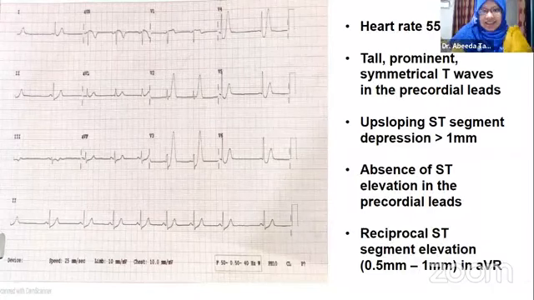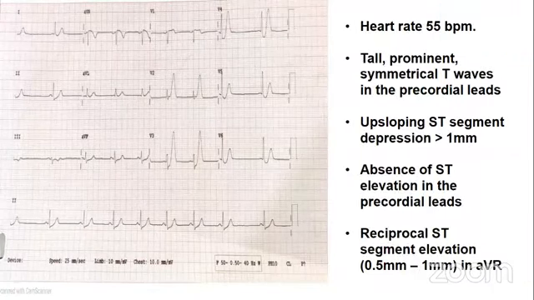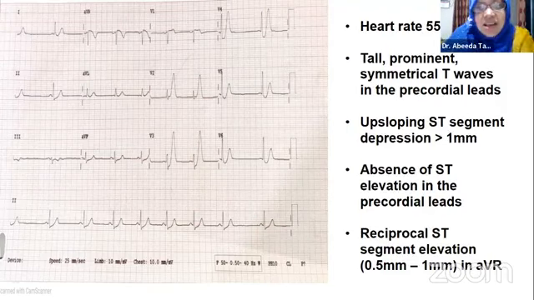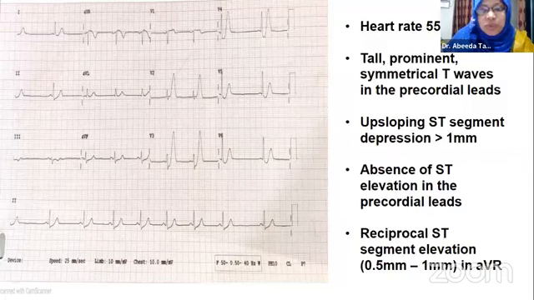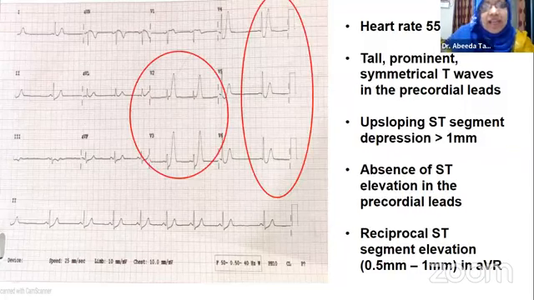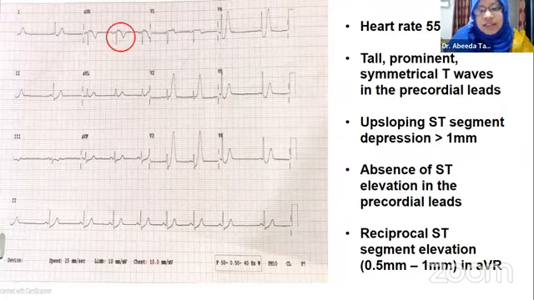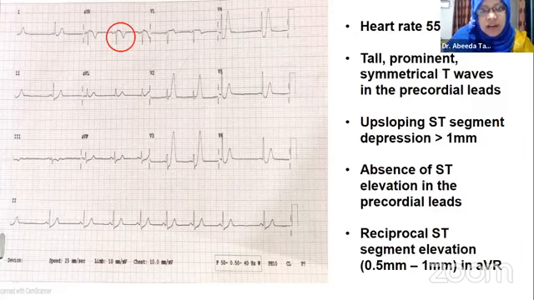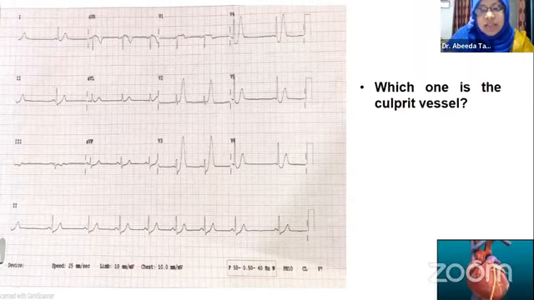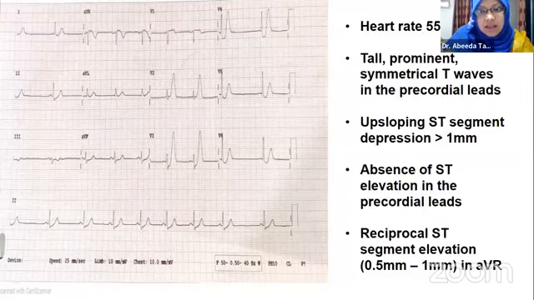So as Sir has already mentioned, there are tall, prominent, symmetrical T waves in the precordial leads. There is also upsloping ST depression in leads of more than 1 millimeter. And there is absence, this is a very important finding, of ST elevation in the precordial leads. And also there is reciprocal ST segment elevation in aVR. So this is actually the De Winter T wave.